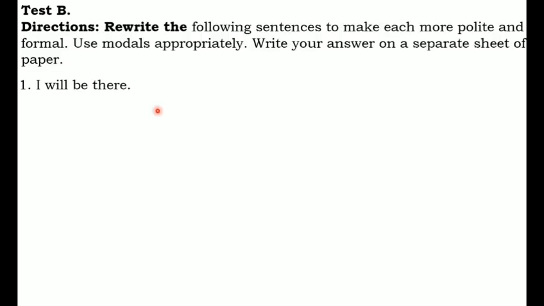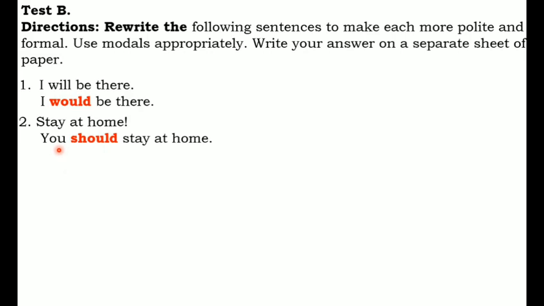All right. Now, test B, directions. Rewrite the following sentences to make it more polite and formal. Use modals appropriately. Number 1, I will be there. Answer, I would be there. Number 2, stay at home. Answer, you should stay at home. Number 3, stop coughing. The answer is, you should stop coughing.